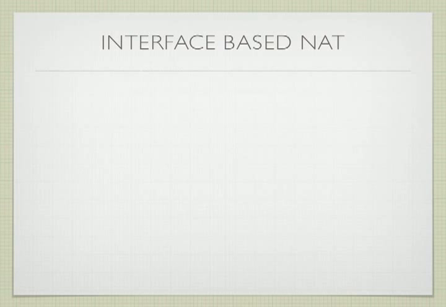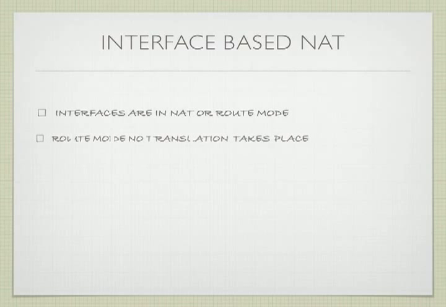There are some restrictions though. So interface-based NAT configuration is done on the interface level. Every interface is either in NAT mode or in route mode. It's an either-or situation. If the interface is placed in route mode, the interface itself will never do any translation operation. It will just pass the packets in and out and will not translate anything under any circumstances.